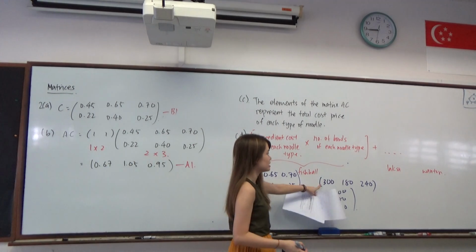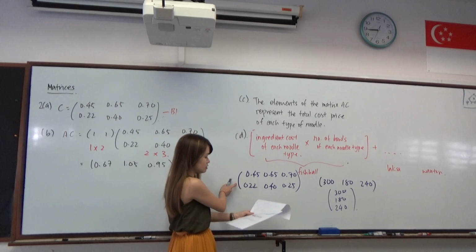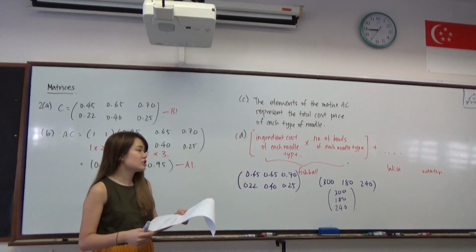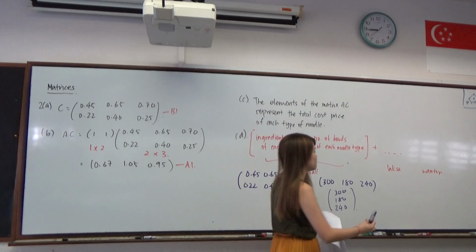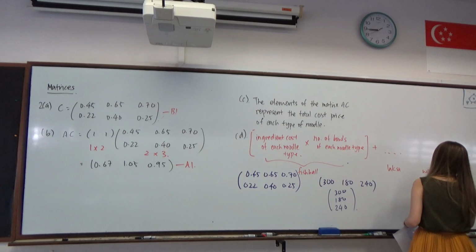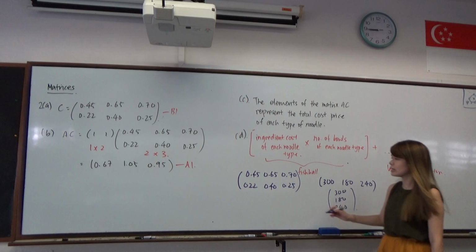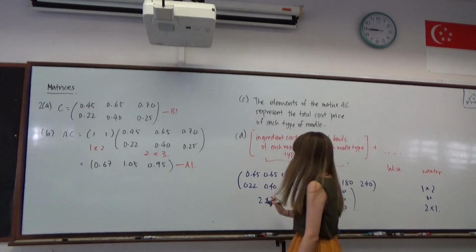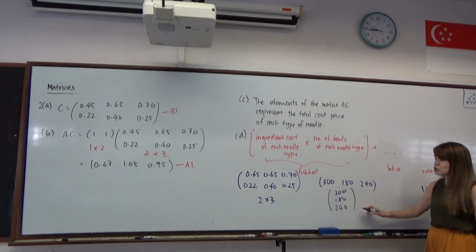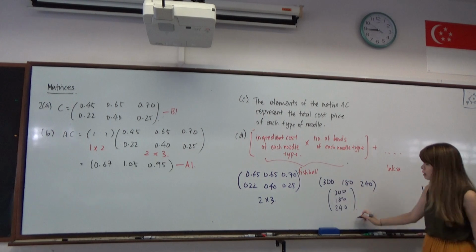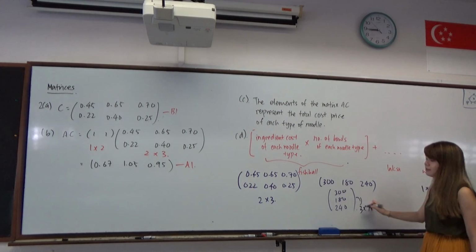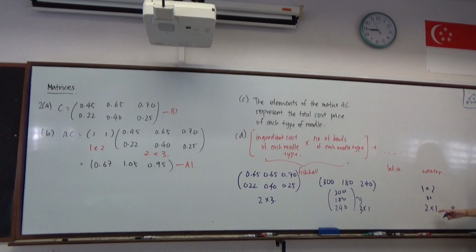Then we need to determine which matrix will allow us to multiply with this, such that you will get a 1 by 2 or 2 by 1 matrix. So this is a 2 by 3 matrix. So you will need a 3 by something. Therefore, this is a 3 by 1 matrix, and then you will be able to get a 2 by 1 matrix.